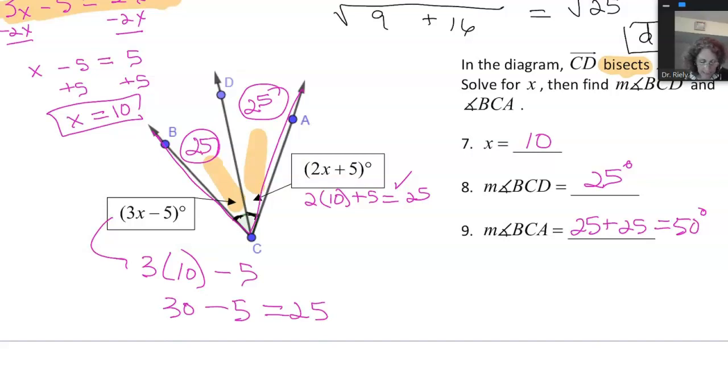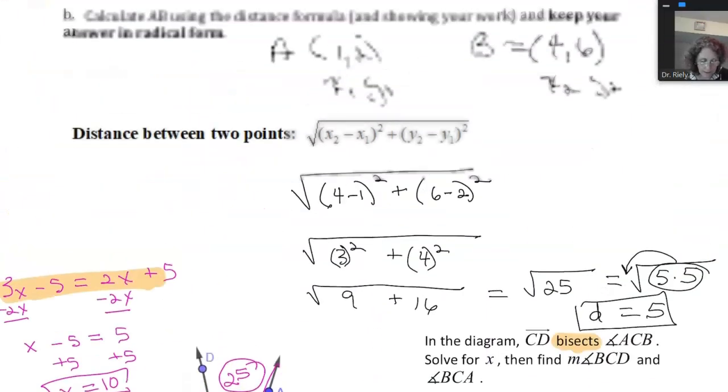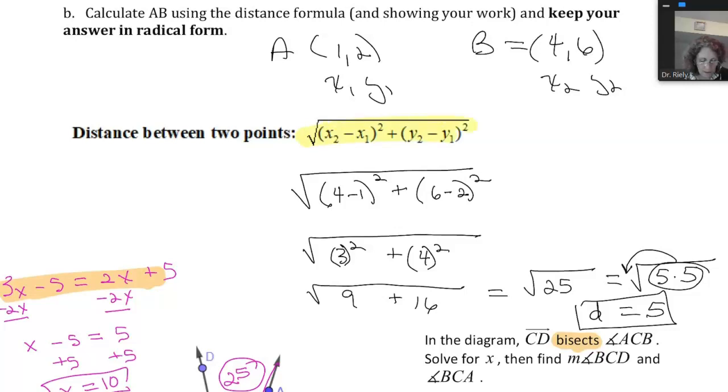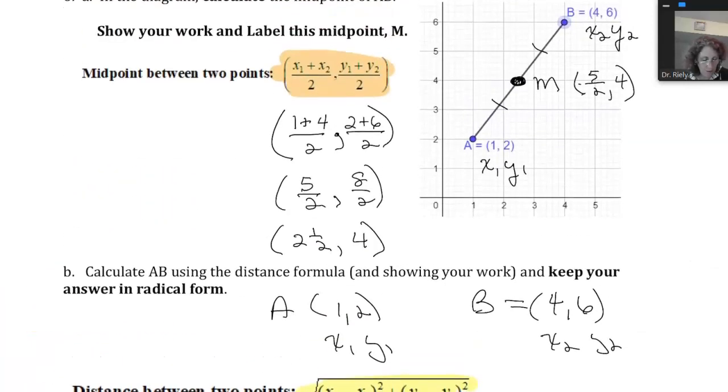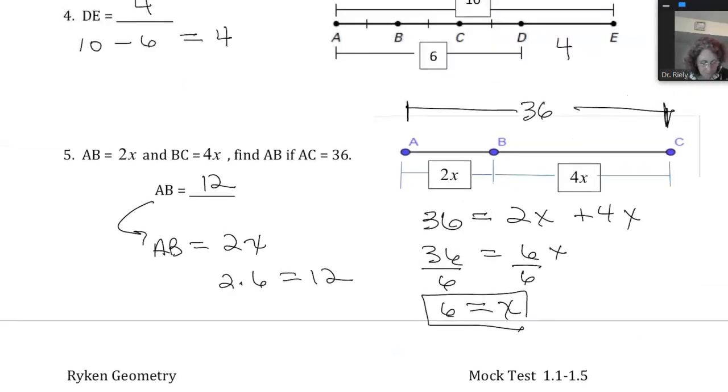Remember, if something is bisected, it divides into 2 equal parts. Be confident using the distance formula and the midpoint formula, and make sure to use good form and label your coordinates. When you look at problems like 4 and 5, remember that the whole, which is 10 in this case, equals the sum of the parts. Same thing here. The whole, which is 36, equals the sum of the parts, and then you can solve for your x and then use it to answer your question.